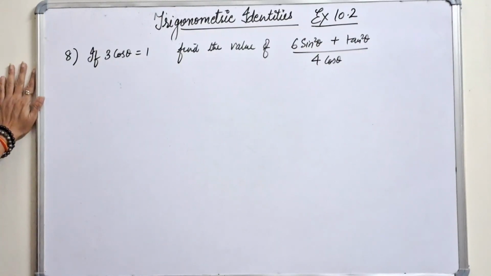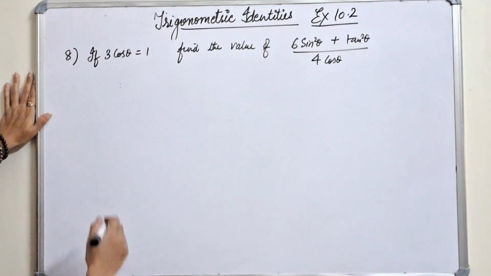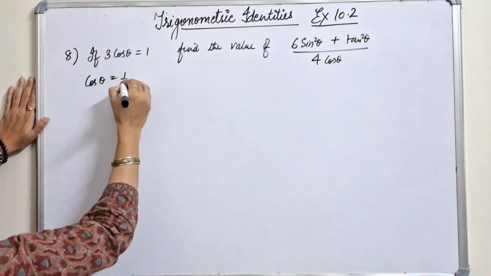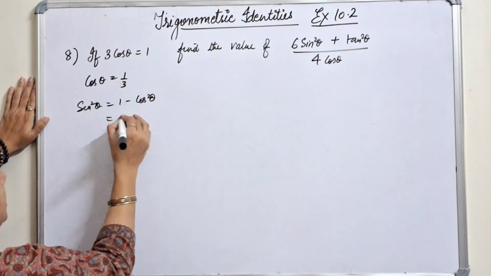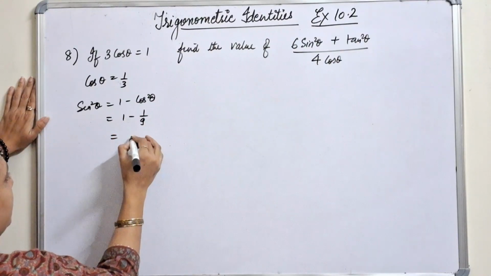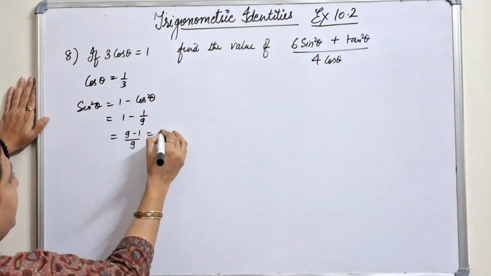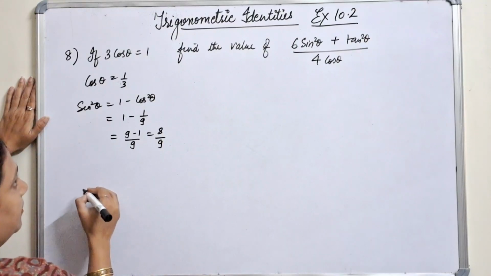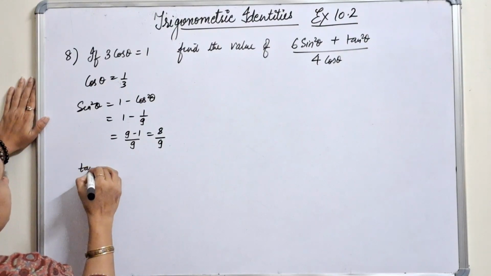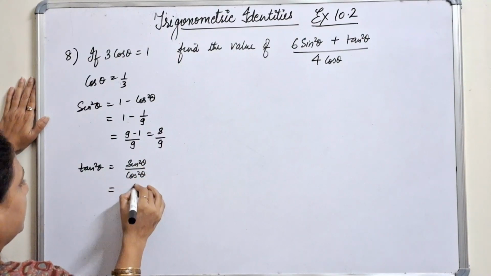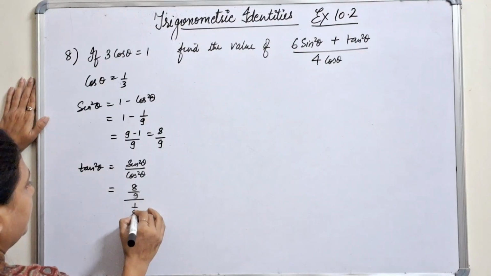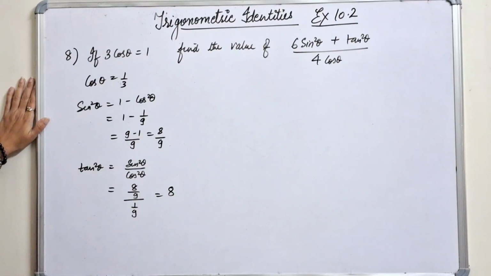See next question, if 3 cos theta is equal to 1, find the value of the given expression. So we require the value of sin square theta and tan square theta. So I am having cos theta as 1 upon 3, sin square theta is equal to 1 minus cos square theta. So 1 minus 1 upon 9. So it will be 9 minus 1 upon 9, that is 8 upon 9. Then we require tan square theta. So that will be equal to sin square theta upon cos square theta. So 8 upon 9 divided by 1 upon 9. So that will be equal to 8.